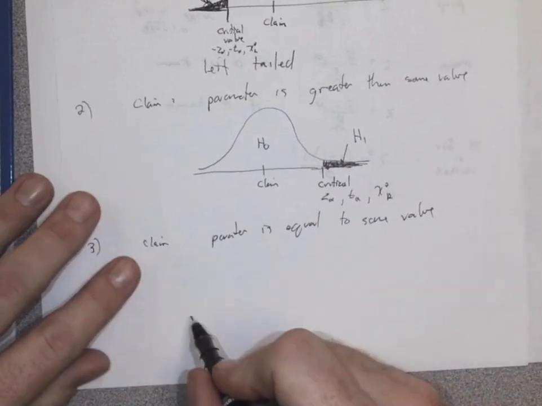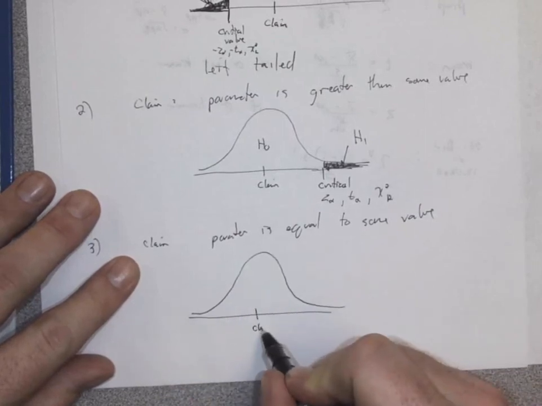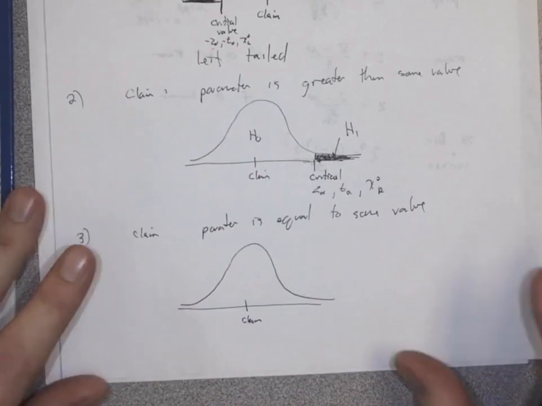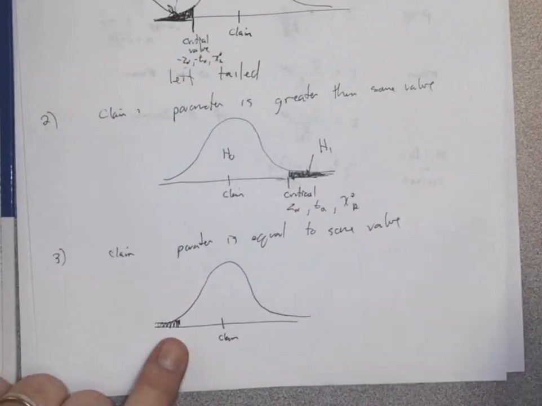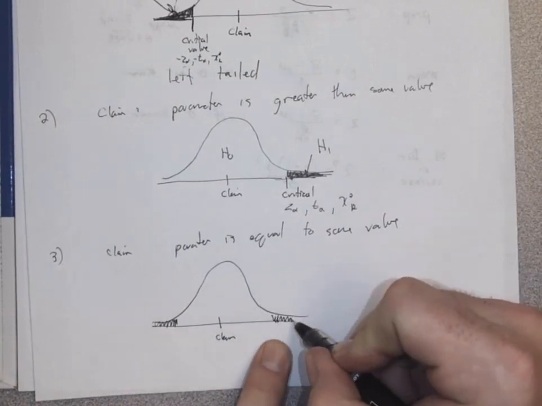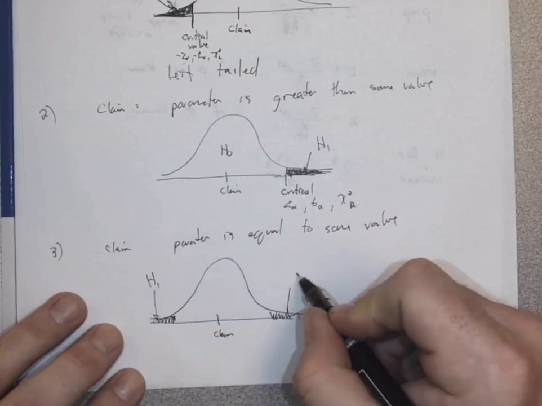Well, if it's equal to some value, what I mean by equal is, if this is my claim, I need to be close to this, but close enough that it's not considered too small or too large. So in this case, you're going to have two particular tails. This would be not equal because it's too small, and this would be not equal because it's too large. So together these are the alternatives.